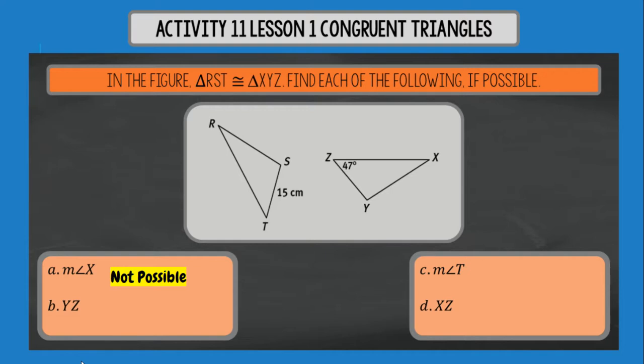I guess I could use trig then. All right. YZ, notice it's in the second, third position, has to be the same as ST. So what is ST? 15. So that makes YZ 15. The measure of angle T has to be the same as the measure of angle Z. 47 degrees. So that's 47 degrees.